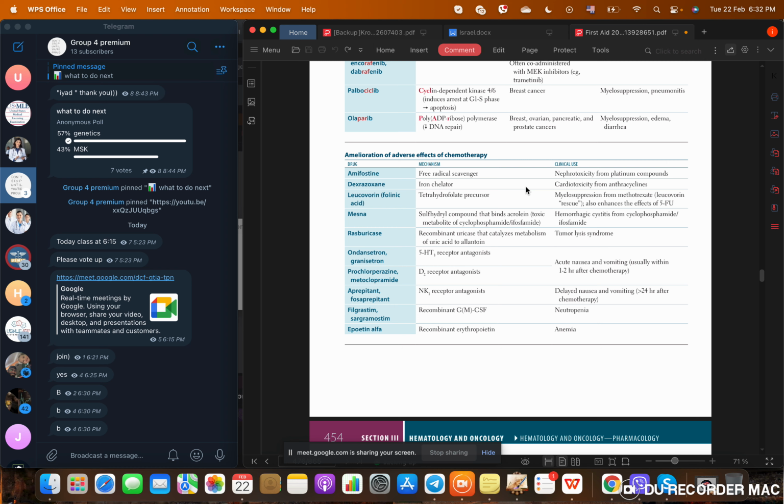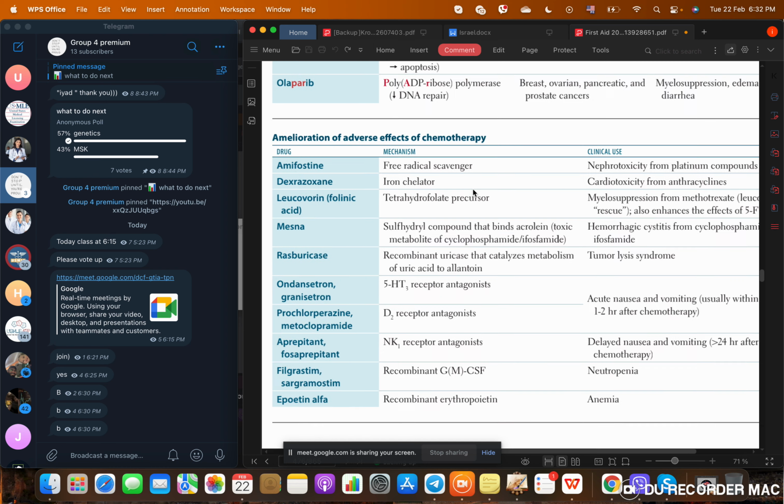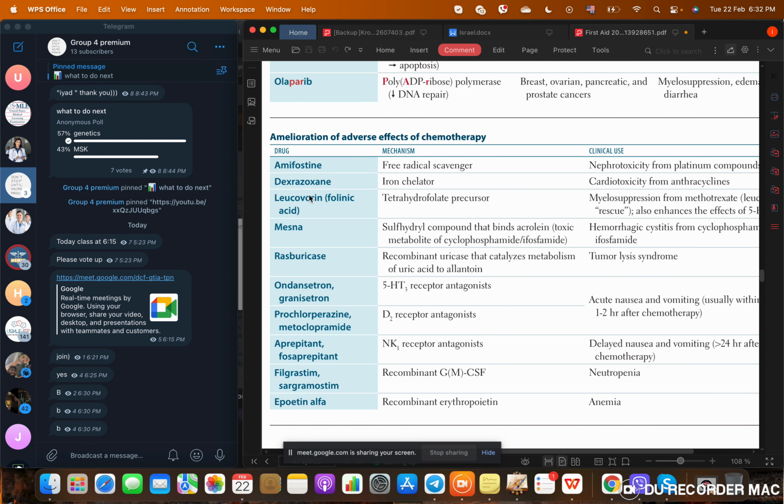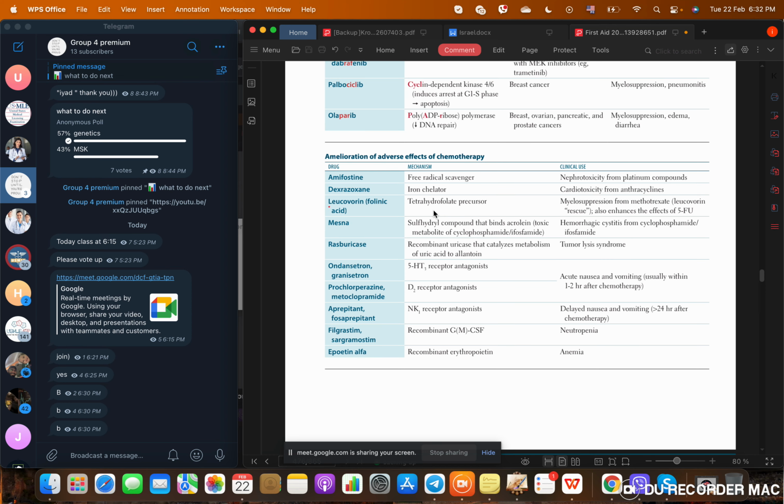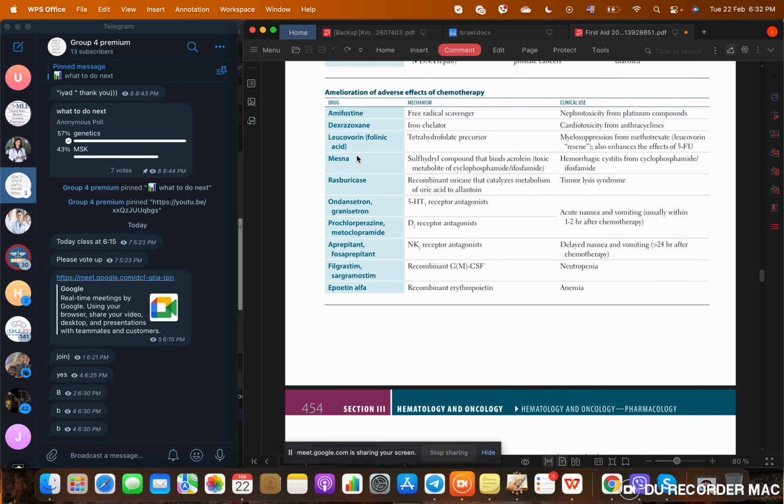And the next one, leucovorin, also known as folinic acid. So this folinic acid is going to prevent us from getting what? Getting myelosuppression from methotrexate. So it's a rescue, right? It also enhances the effect of 5-fluorouracil because basically it activates the thymidylate synthase, because it increases the pathway here. If you go to page number 3, you will understand what I'm speaking about.